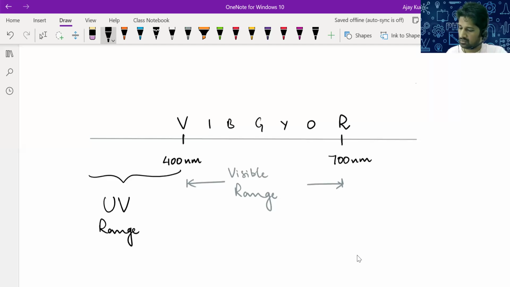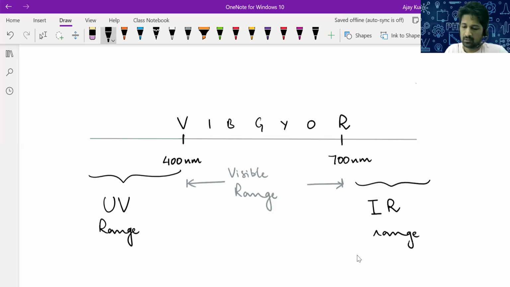Okay. What about electromagnetic waves whose wavelength is more than 700 nanometers? Such waves also do exist. And when those kind of electromagnetic waves enter into our eyes, again, our brains are not designed to understand those waves. We don't perceive anything at all. They are called infrared waves, IR. And that range of wavelengths is called the infrared range. So all possible wavelengths of electromagnetic waves can be split into three broad categories like this. Electromagnetic waves having very short wavelengths, less than 400 nanometers, fall in the ultraviolet range.